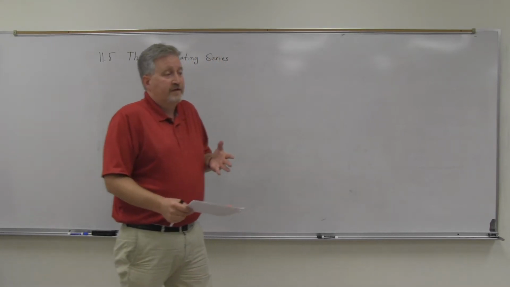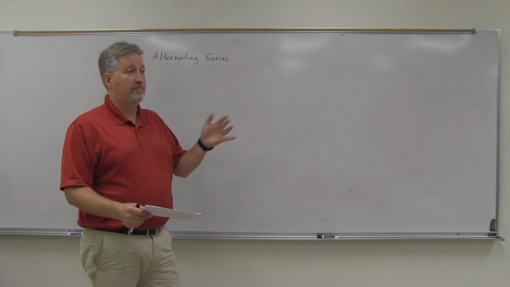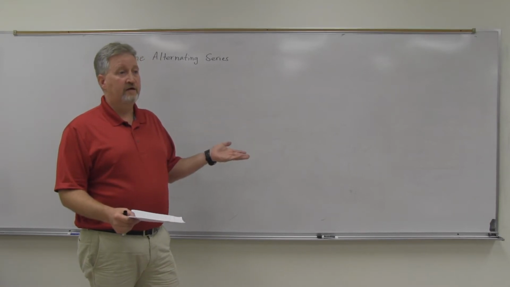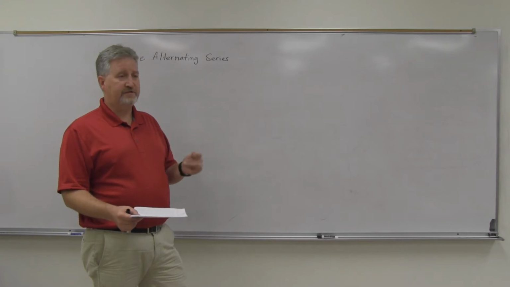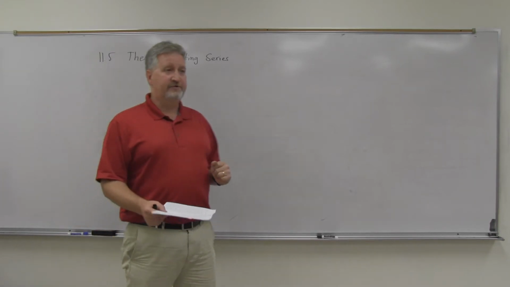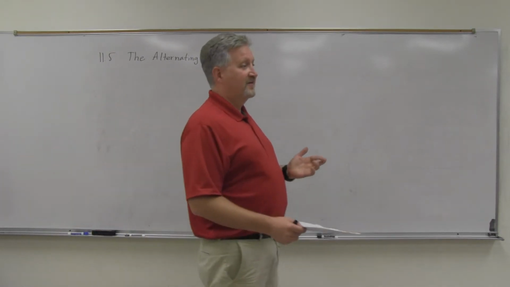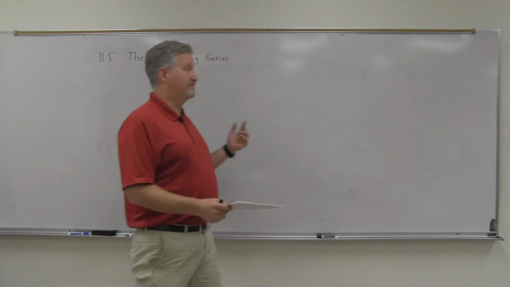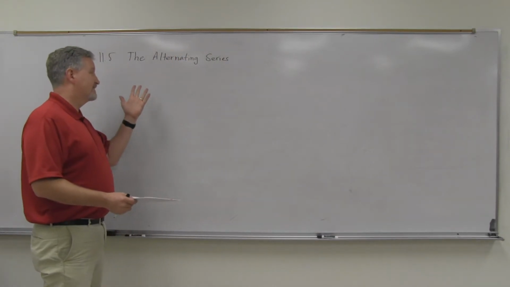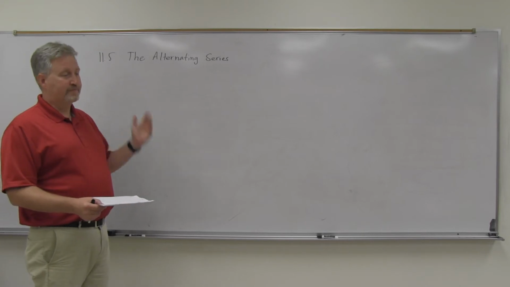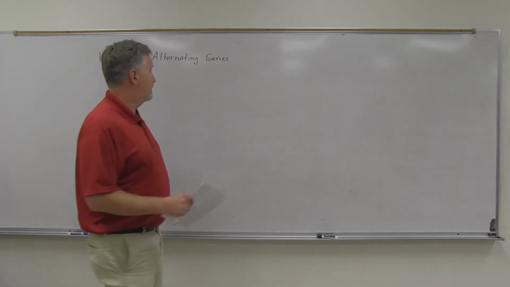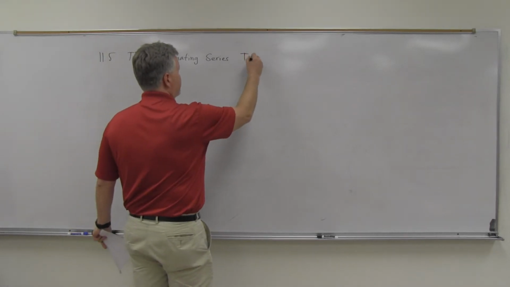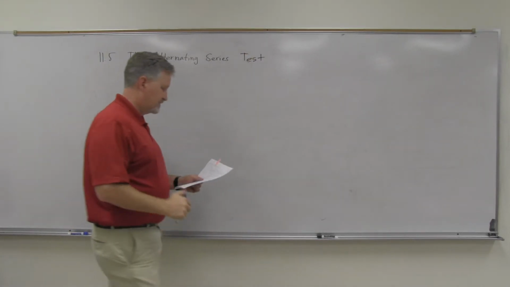We do have the geometric series, which can have both positive and negative terms, right? If the ratio is negative, your terms alternate. So in a sense, we've got an alternating series test. It's a geometric series, but there's a little more. We can get a few more alternating series in with this alternating series test. So that's our next one.